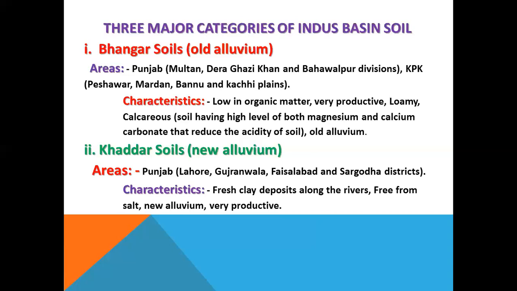These soils have been formed from fresh clay deposits along the rivers on the floodplains, forming the new alluvium. Parts of these soils are flooded each year, and layers of silt, loam, and silty clay loam are deposited. But these are free from salts. The soils of district of Lahore, Gujranwala, Faisalabad, and Sargodha are Khadr soils.